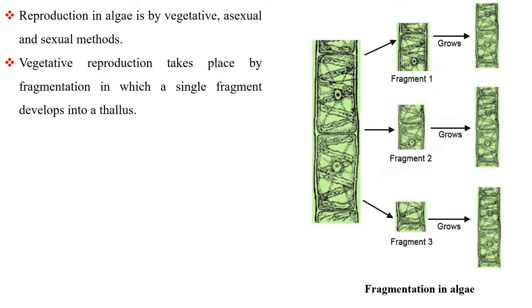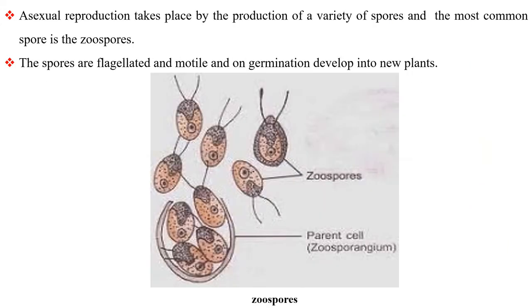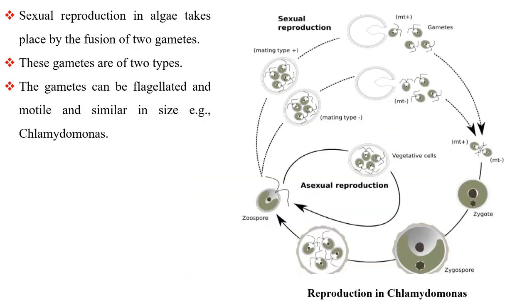Reproduction in algae is by vegetative, asexual, and sexual methods. Vegetative reproduction takes place by fragmentation in which a single fragment develops into a thallus. Asexual reproduction takes place by the production of a variety of spores and the most common spore is the zoospores. The spores are flagellated and motile and on germination develop into new plants. Sexual reproduction in algae takes place by the fusion of two gametes.